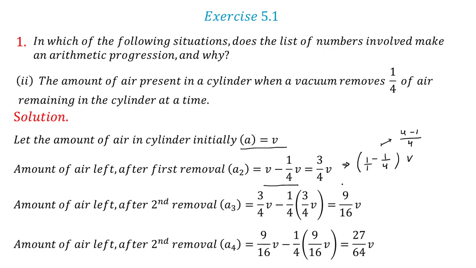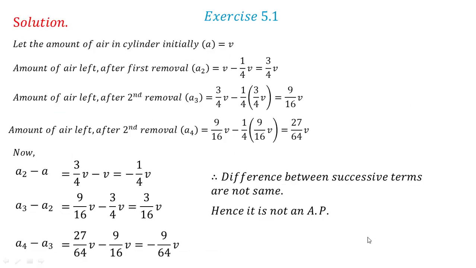Now again I will remove 1/4 of this 3 by 4V from this 3 by 4V. So my third term will be this calculation, 3 by 4V minus 1 divided by 4 times of 3 divided by 4V, and this will give me 9 divided by 16V, and so on. I will calculate few more terms. So A1, A2, A3, A4, these 4 terms are quite comfortable. So the terms are like V, 3 by 4V, 9 divided by 16V, 27 divided by 64V, right, and so on.